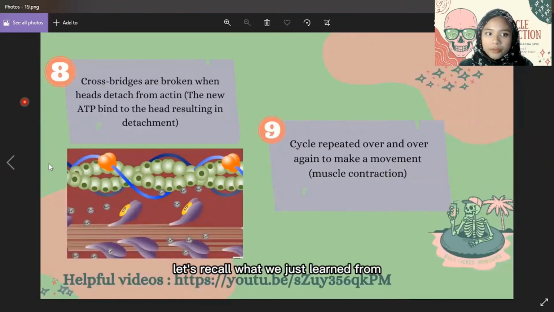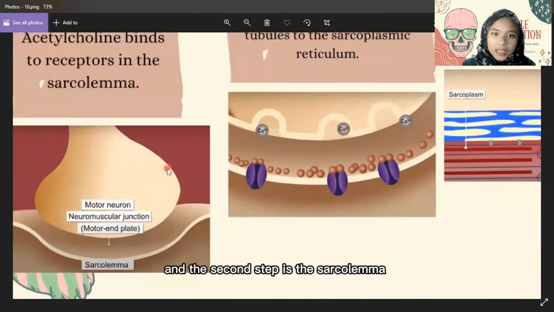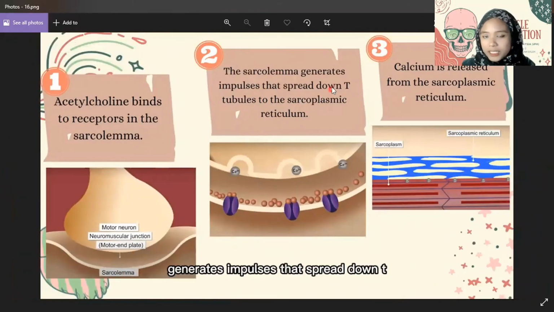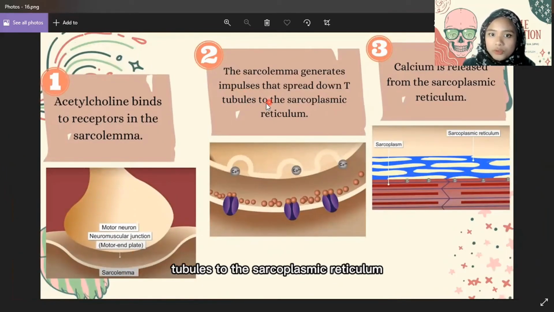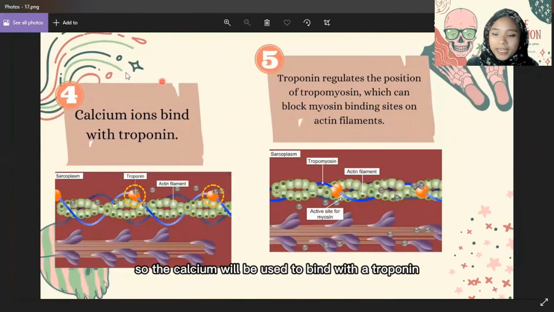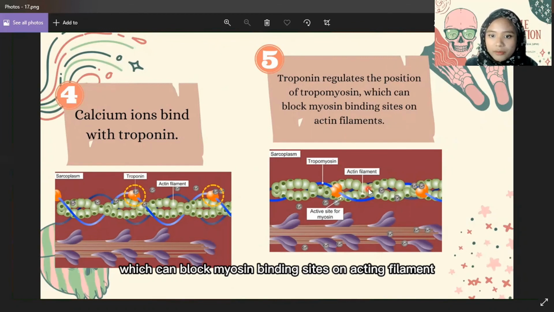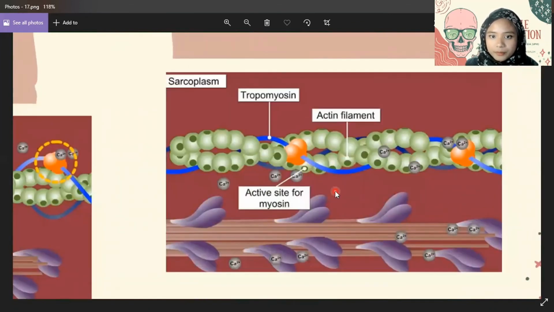Let's recall what we just learned from my part. The first step is acetylcholine, a neurotransmitter, binds to the receptor in the sarcolemma. The second step is the sarcolemma generates impulses that spread down the T tubules to the sarcoplasmic reticulum, and the sarcoplasmic reticulum will release calcium. The calcium will bind with troponin, which regulates the position of tropomyosin, which can block myosin binding sites on the actin filament.